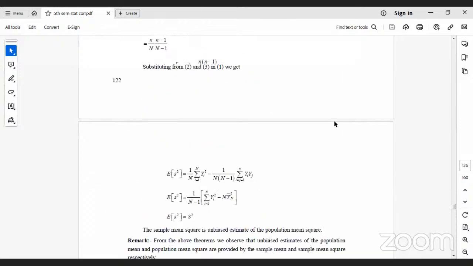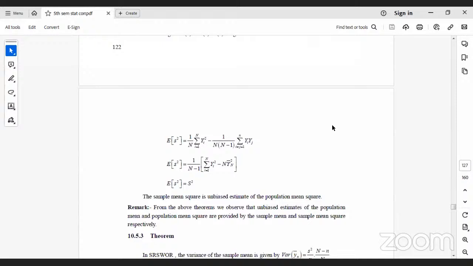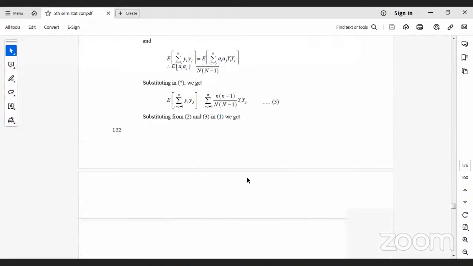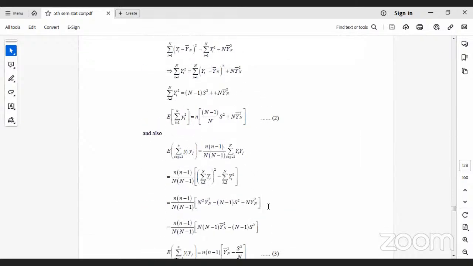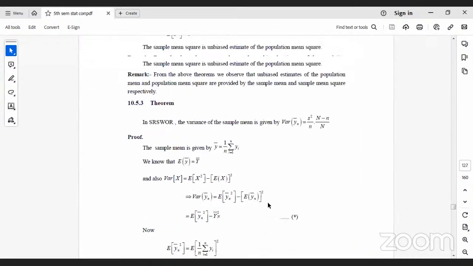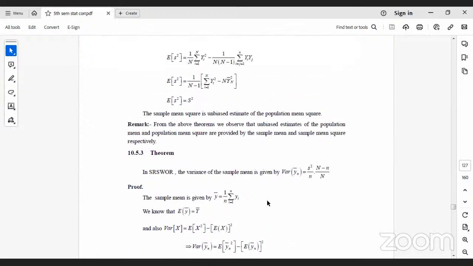So substituting these values here, E of s² is 1 by n summation of i equal to 1 to n yi² minus 1 by n into n minus 1 times the summation over i not equal to j of yi yj. These values are simplified here. E of s² is equal to S², which is the most important theorem for your main exams. The sample mean square is an unbiased estimate of the population mean square.